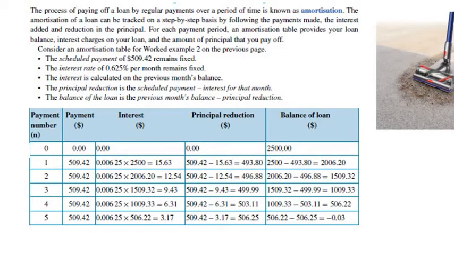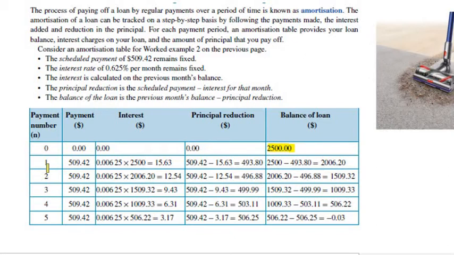So first, let's look at the first column over here. It has the payment number, which is labeled as N. If our payment number is 0, it means we've decided to buy this product, but we haven't paid any money yet. So you owe the seller $2,500, which you can see in the balance of loan section over here. This is the amount of money that you owe.